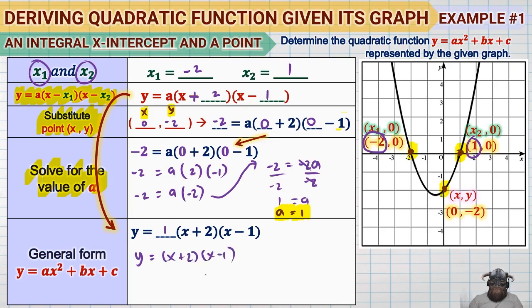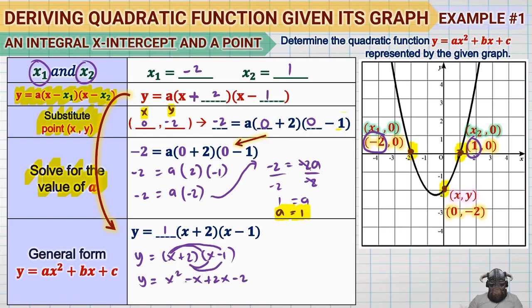Now, in this case, all we need to do is to do FOIL for it to be in general form. So, Y is equal to X times X is X squared. X times negative 1 is negative X. 2 times X is positive 2X. Then 2 times negative 1 is negative 2.